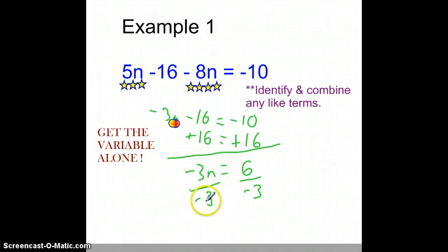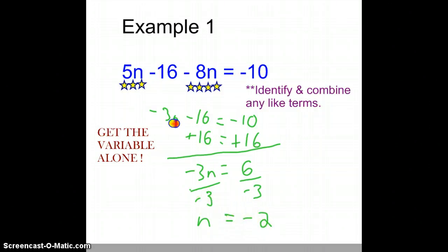Negative 3 over negative 3, that's really positive 1. Negative over negative is positive. 3 over 3 is 1. So it's really positive 1 times n, or we can just say n. Bring down our equal sign. We've got our variable all alone, which is really what we're trying to do. 6 divided by 3, positive divided by a negative, negative. 6 divided by 3 is 2. And there's our answer, negative 2.